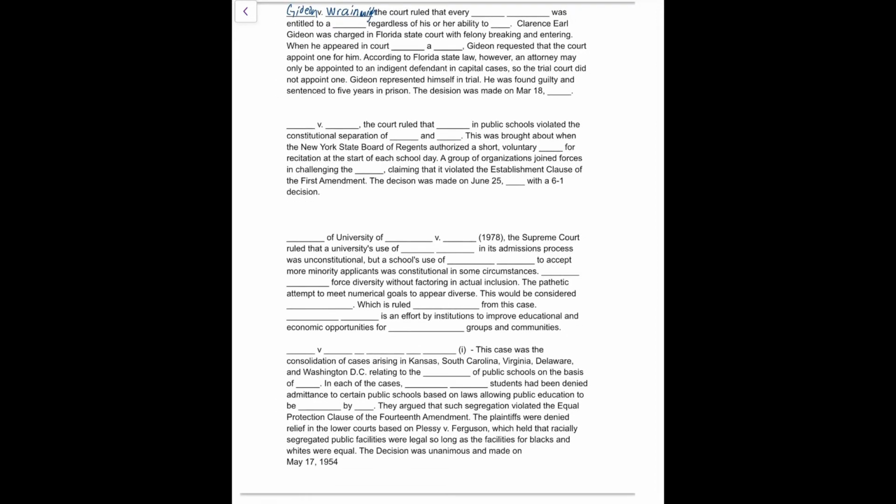Alright, so we're going to be going into the next one. This one is called Gideon versus Wainwright. So in this case, the court ruled that every felony defendant was entitled to a lawyer, regardless of his or her ability to pay.